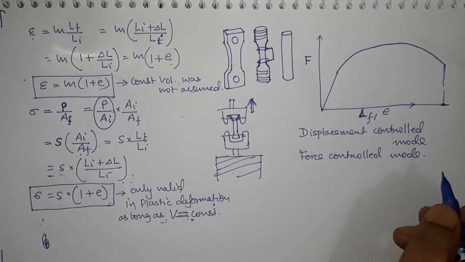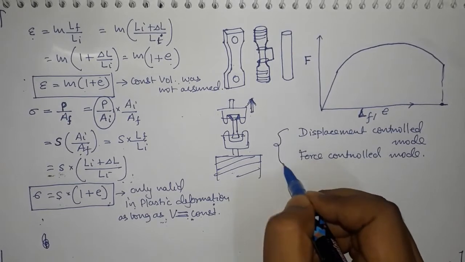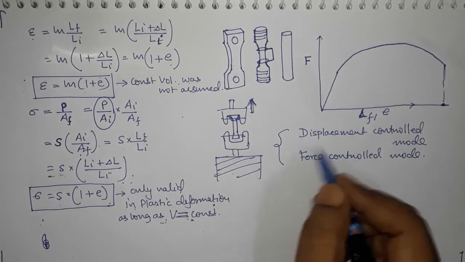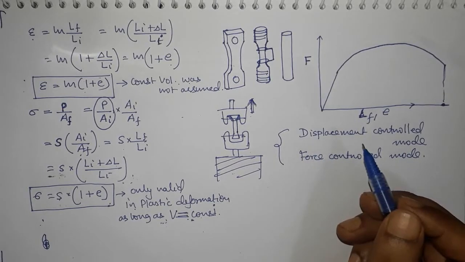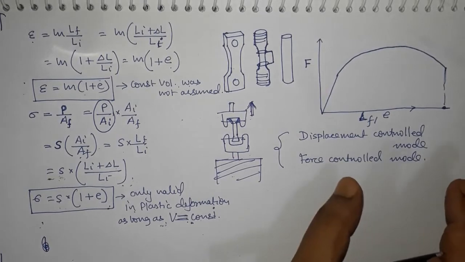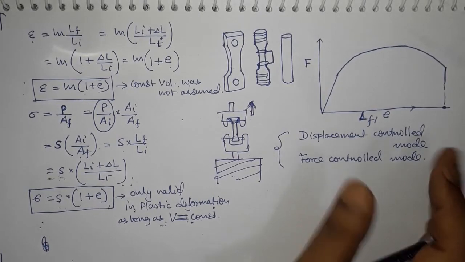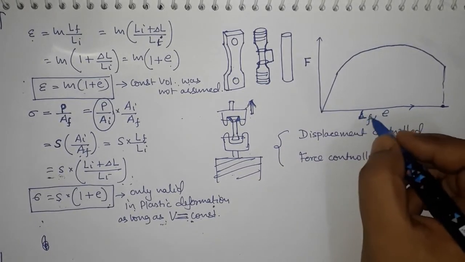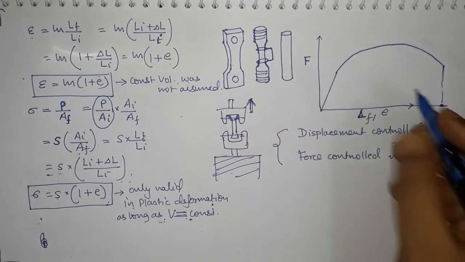There are other things involved with the testing which we will understand. So we will talk about these two different modes of testing the machine. We will also talk about machine compliance when we really talk about the experimental part of it. But right now we are talking about the theoretical part of tensile testing. So we will get this data, we'll get force versus displacement. Okay, so displacement between these 2 points.